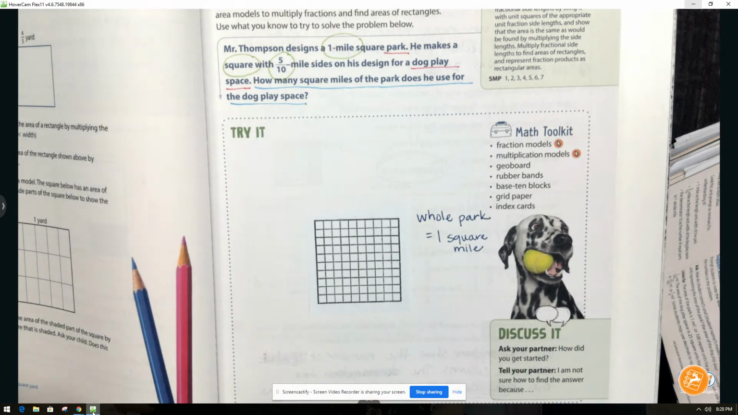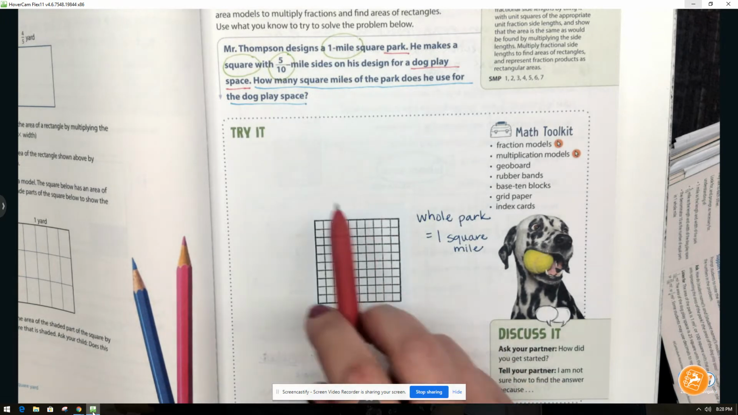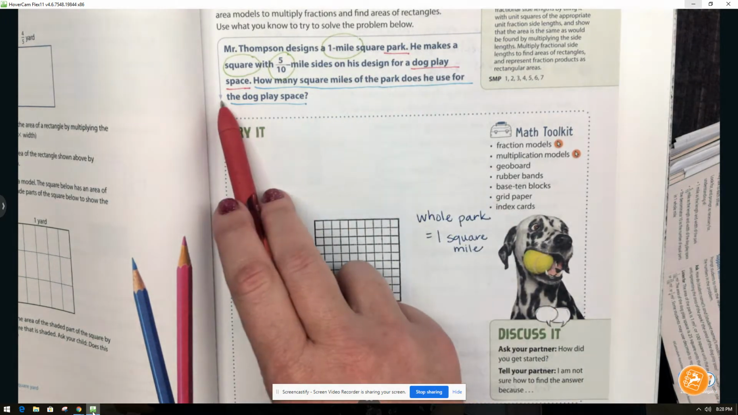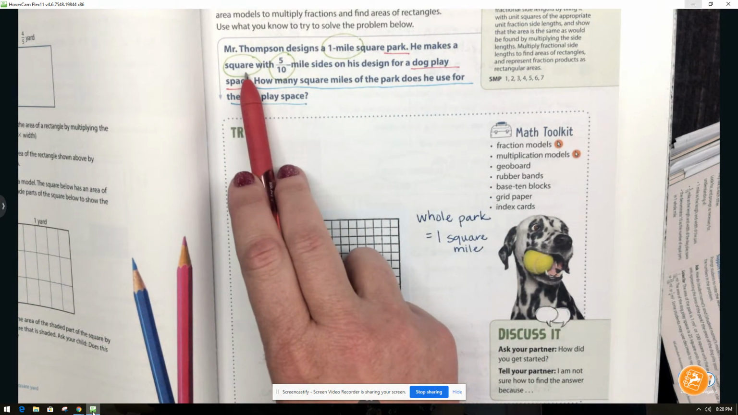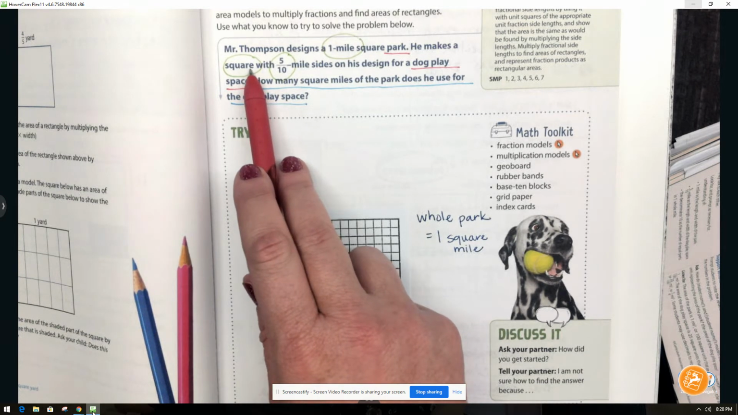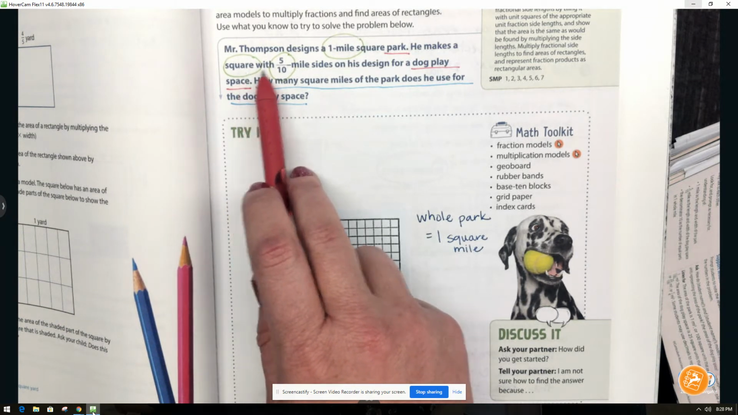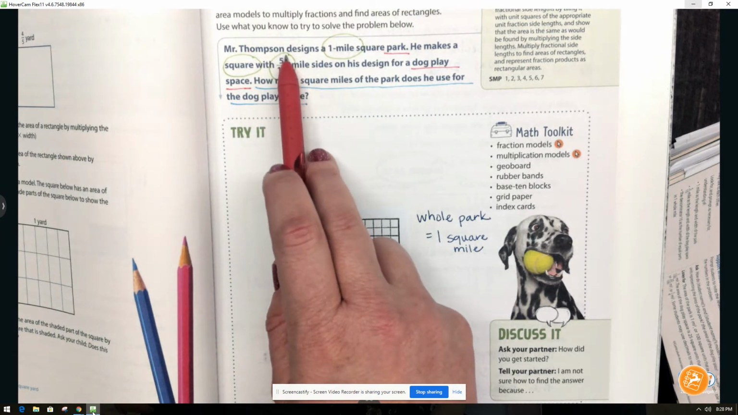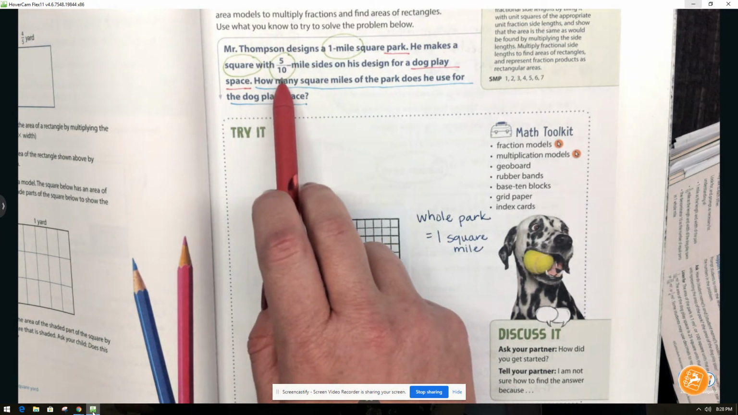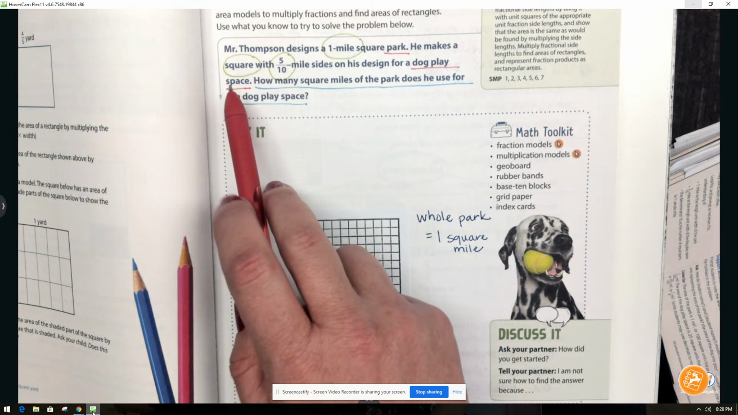Now, the first thing that we learn is that Mr. Thompson makes a square. So we know that all of the sides of a square are what? I hope you said equal. All of the sides of a square are equal. So if one side is 5/10 of a mile, that means the other side is also 5/10 of a mile.